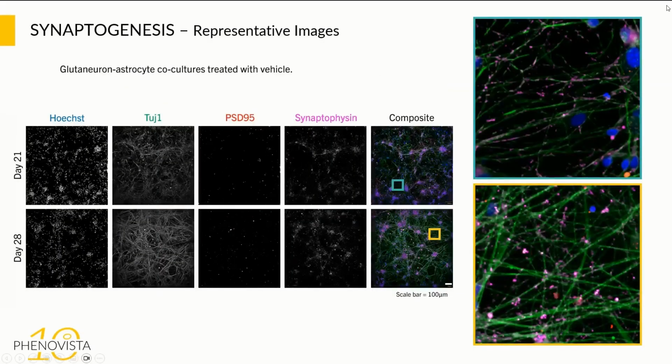Here are some example images of those 2 different time points, these representative images. Again, these are co-cultures of neurons and astrocytes. So on the top row, you'll have day 21 cultures. The bottom row, you'll have the day 28 cultures.